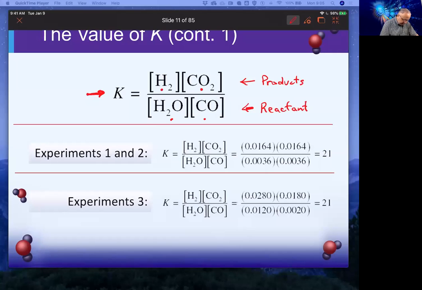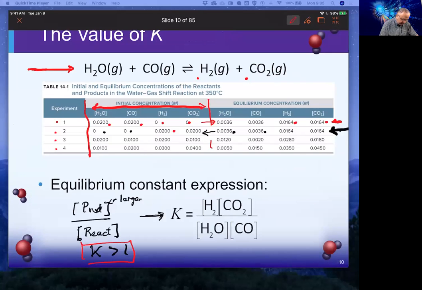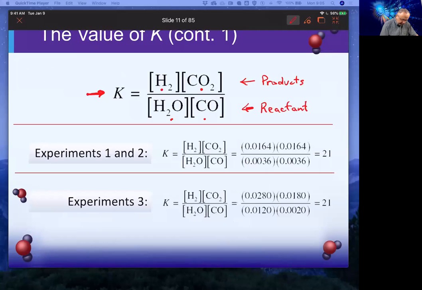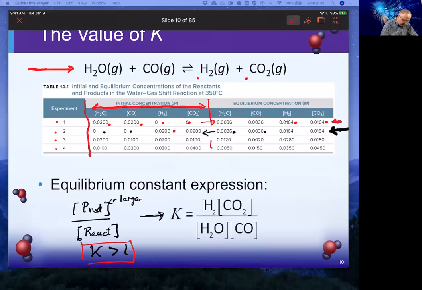Now, if we take experiments, either one or two, we can actually substitute into here. So what we're doing is taking these concentrations and placing them into the equilibrium constant, and we can calculate the equilibrium constant. For experiment 3, they had different concentrations than experiment 1. They had 0.02, the same concentration of water, and less concentration of CO, and they start with initial concentrations of H2 and CO2. And yet they found the equilibrium is a new point.